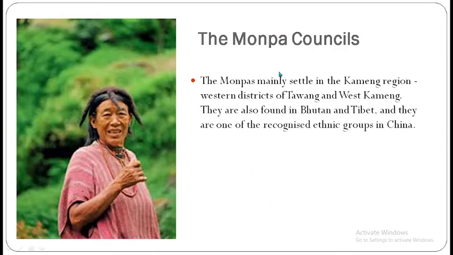Now let's start with the Monpa Councils. The Monpas mainly settle in the Kameng region, the western districts of Tawang and West Kameng. They are also found in Bhutan and Tibet, and they are one of the recognized ethnic groups in China. In other words, the Monpas live in the trans-border areas of Tibet, China, and Arunachal Pradesh. They are also found in Bhutan.